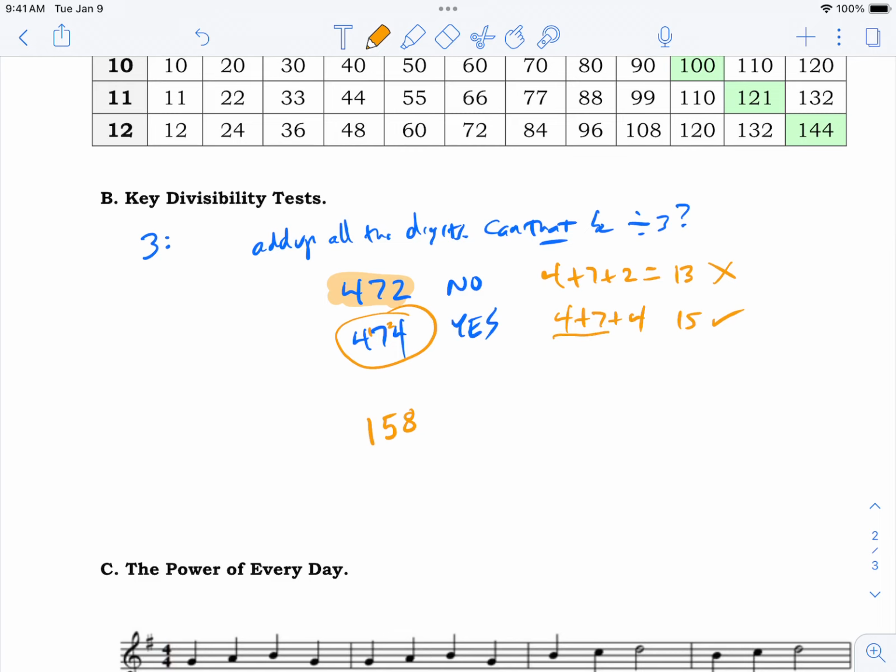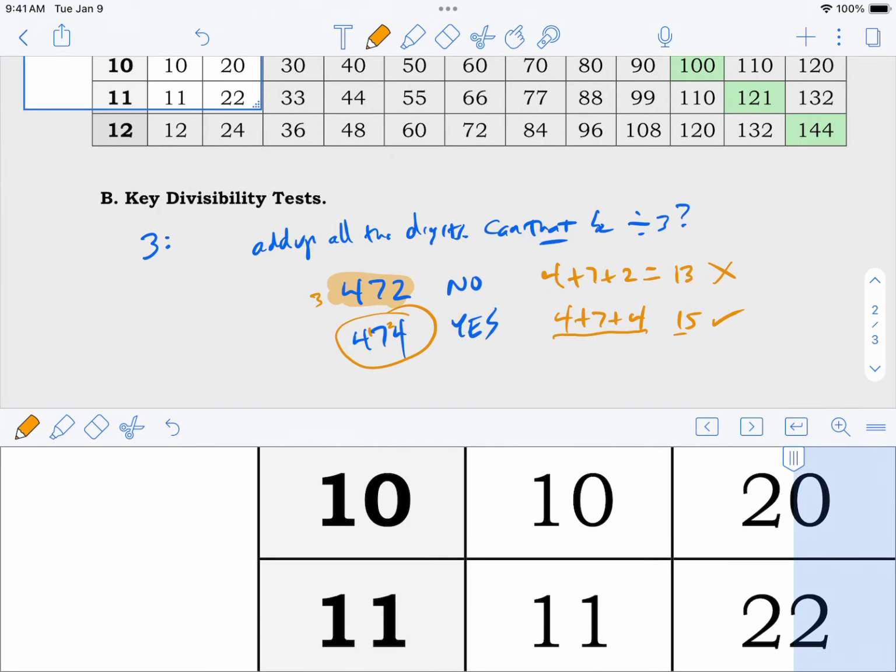We know that because when you add up the digits, you get a 15, and 15 is divisible by 3. And then it's worth doing the work. Now, if you did this, you could have just said, oh, let's try dividing 3 into here and see if it works. But that would take a lot longer than going 4 plus 7 plus 2 is 13. No, I'm done. Don't do it.